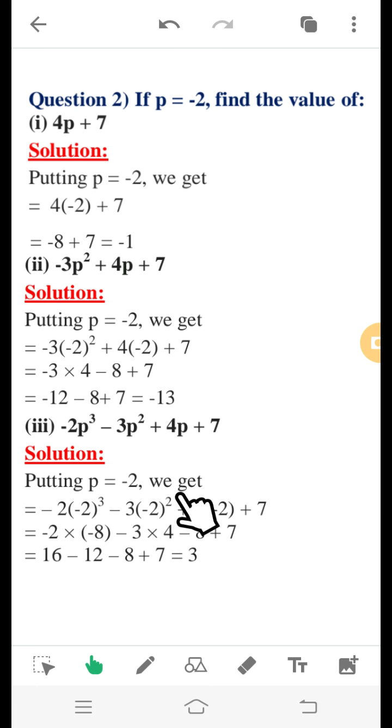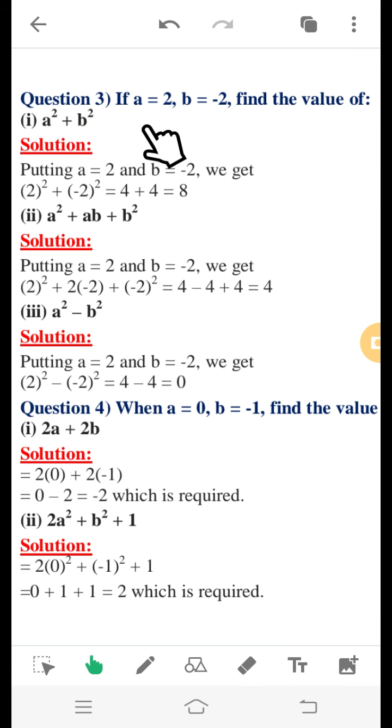Minus 3, 2 2s are 4. 4 2s are 8, minus 8 plus 7. 8 2s are 16. Both the numbers are negative, so it's minus 16. 3 4s are 12, so it's minus 12 minus 8 plus 7 is equal to 3.